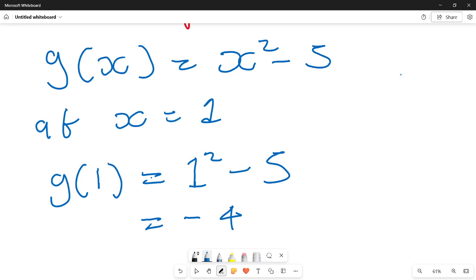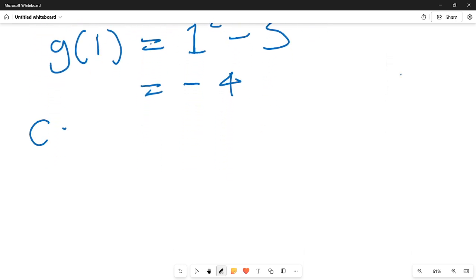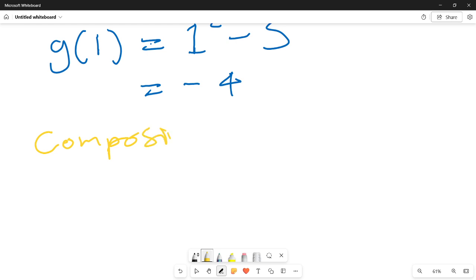So now let's go back to what we want to look at today, which is composite functions. So how do we compose these functions? So let's look at composing two functions.